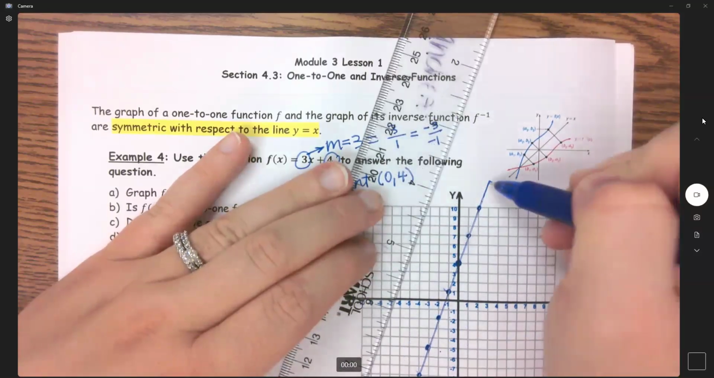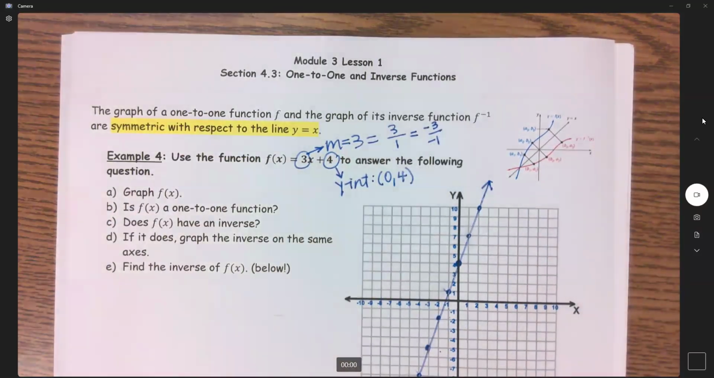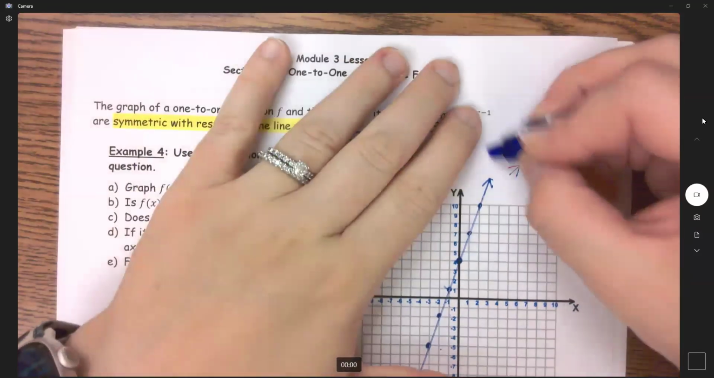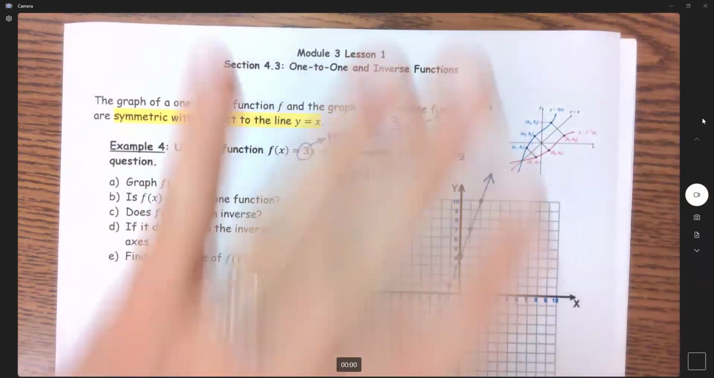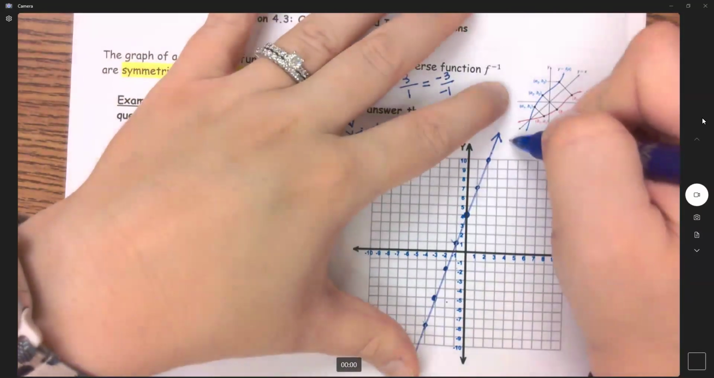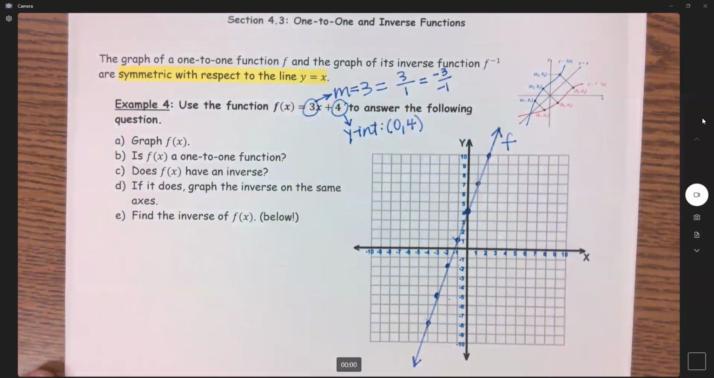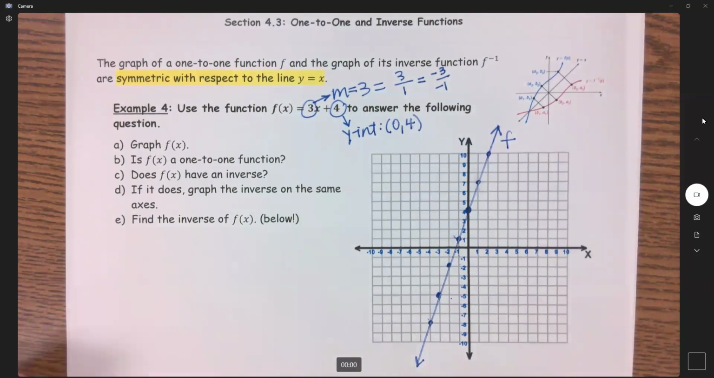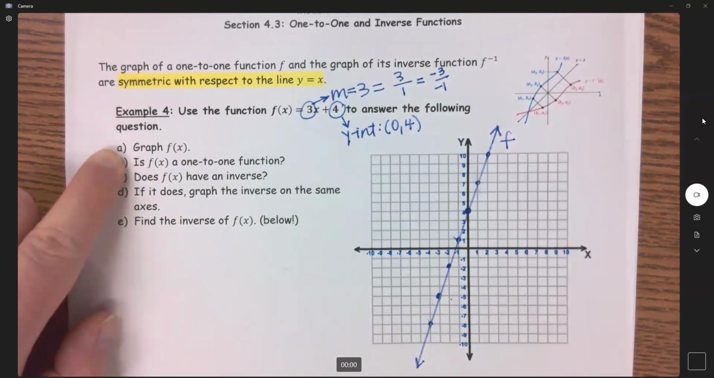And we're going to put both this one-to-one function, well, I guess we don't know if it's one-to-one yet, but both this and its inverse on the same graph. So I am going to label this as f. This is my function. Okay, so that is part A.